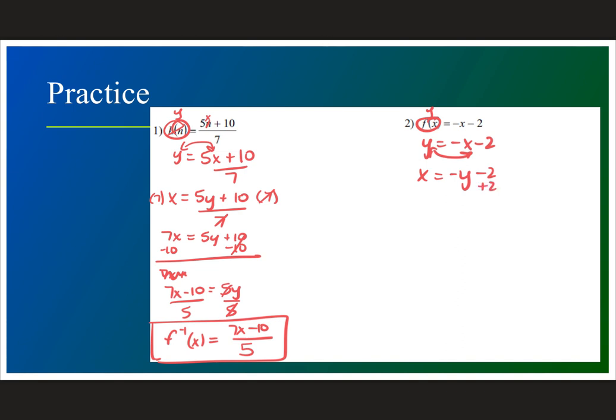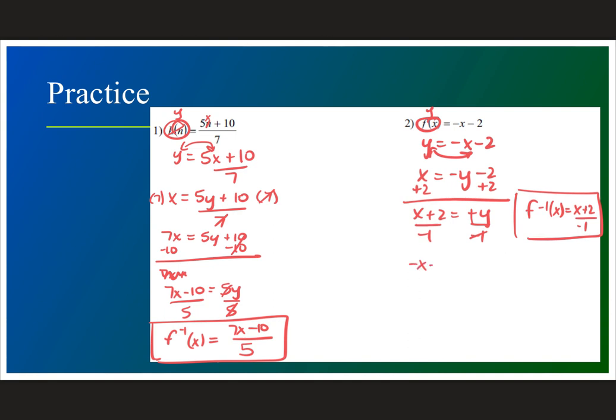And I'm going to add 2 to both sides. So now I have x plus 2 equals negative y. Now when the y is negative like that, I need to divide both sides by negative 1 to cancel that negative sign out. So I get y equals (x plus 2) over negative 1. I can either leave it like that and say that's my answer, and that's fine, or I can distribute that negative 1 and say negative x minus 2 is what y equaled. So my inverse function is negative x minus 2. Either one of those is fine.